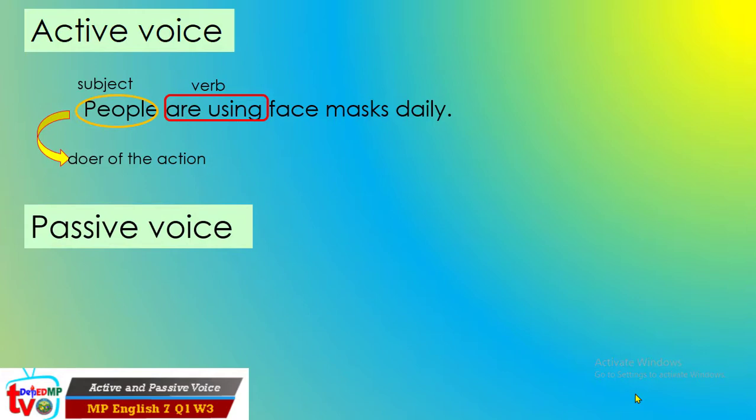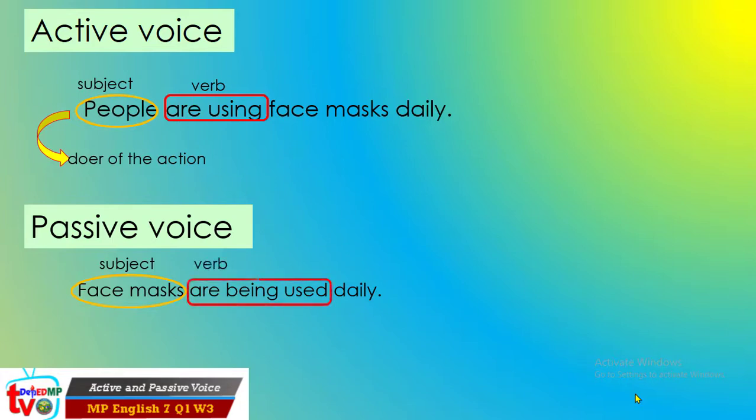If you transform this into passive voice, it would become, face masks are being used daily. You notice that in the passive voice, the doer of the action is omitted. There are times when the doer of the action is not very important, it could be omitted. So in the passive voice, the subject now is face masks. And since it is plural, the verb is are being used. And of course, since it is a passive voice, the subject is the receiver of the action.